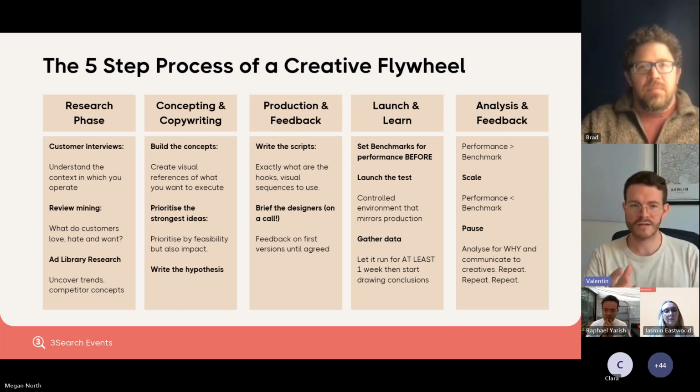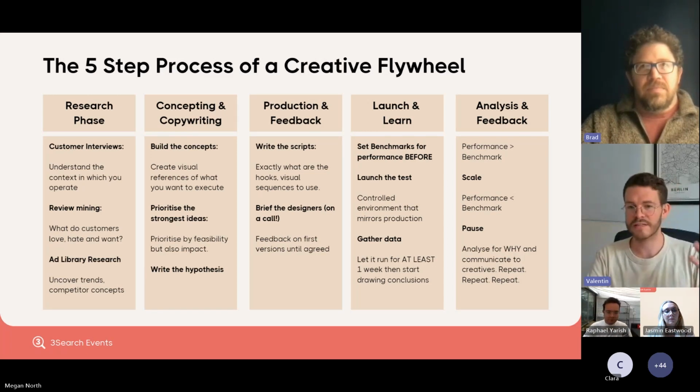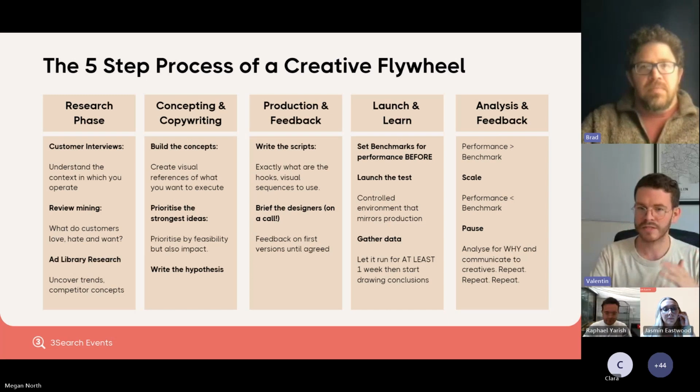And then once that's sort of done, you go back and forth, you produce the actual ad until it's approved, hopefully not too many reps until you get that out the door. And then you go into the launch phase. You've hopefully defined the benchmarks of, if it hits these benchmarks, then we do X, Y. And if it doesn't, then we do something else.